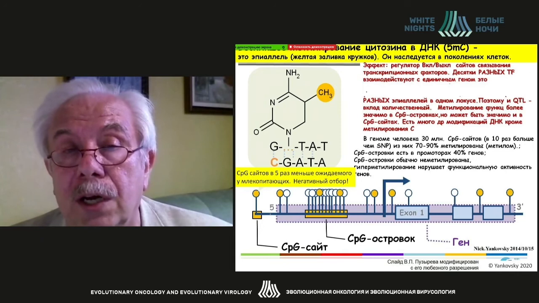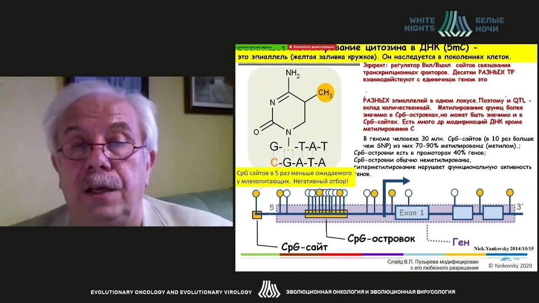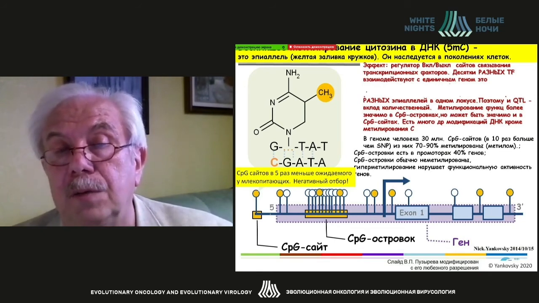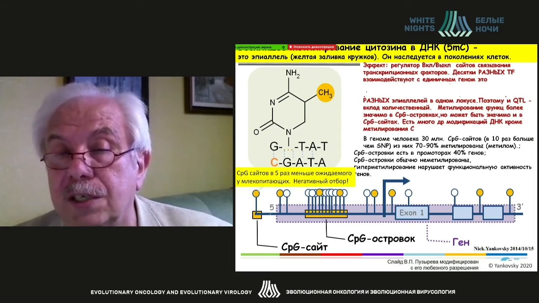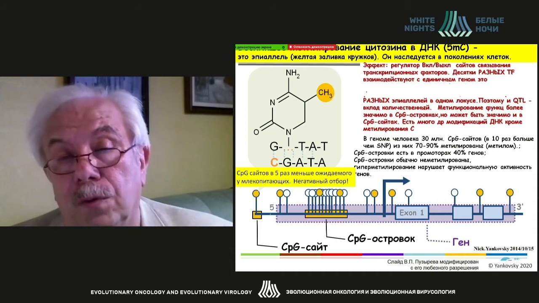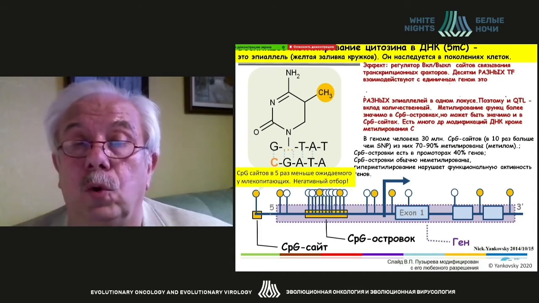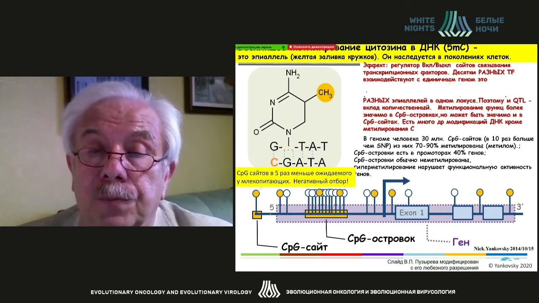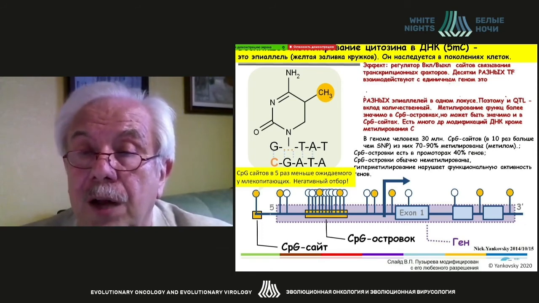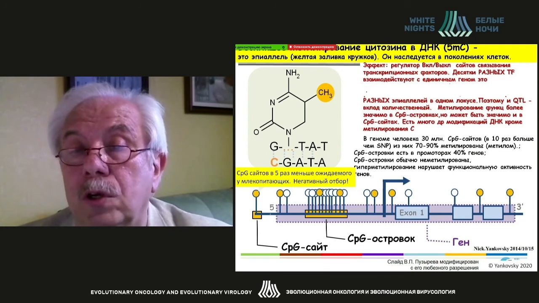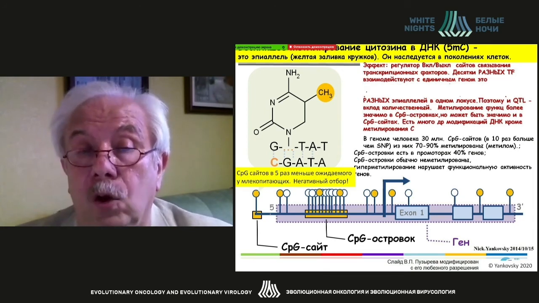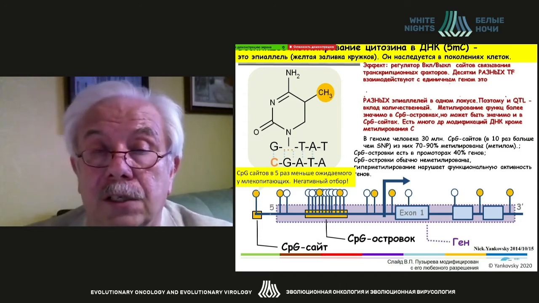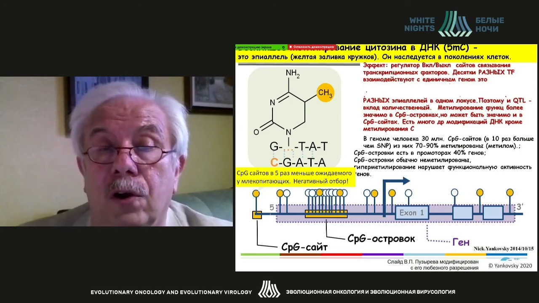The methyl group is attached to the cytosine nucleus, and the methylated cytosines are indicated in yellow. This is where transcription begins. Generally, the areas that regulate gene transcription are represented by CpG islands or CpG sites. Separate sites may work as blockers or suppressors of transcription.